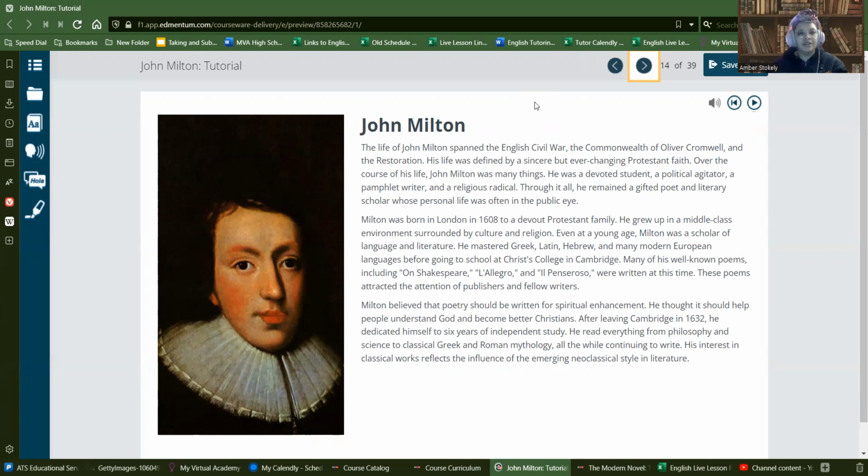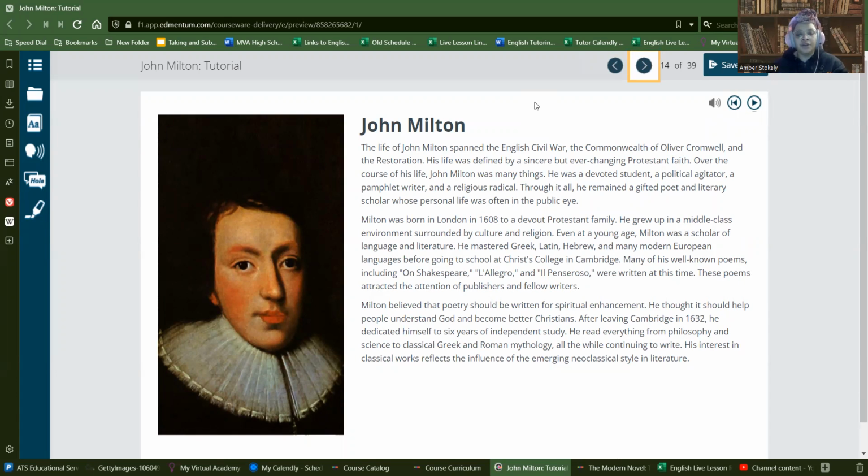Okay, so now we're going to move on to the section on John Milton. So we get information about his life, because a lot of his life affected what he wrote and how he wrote things. We're going to go over a little more of his life events than we do for some of the other authors in these summaries, because I want to make sure that you guys don't pass over information that's actually important. So his life spanned the English Civil War, the Commonwealth of Oliver Cromwell, and the Restoration.